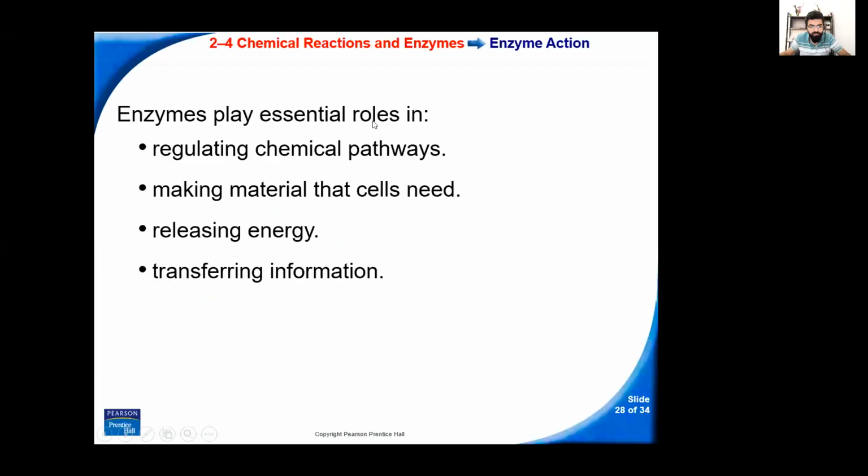Enzymes' essential roles, the main roles in the cell. First, regulating chemical pathways. We said that enzymes speed up and regulate the chemical reaction. What does it mean, chemical pathway, guys? Some reactions, like for example respiration. You know respiration, right? Respiration is the breakdown of glucose or sugars in the mitochondria to release ATP, the energy.